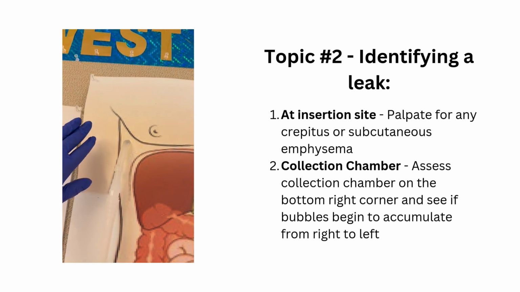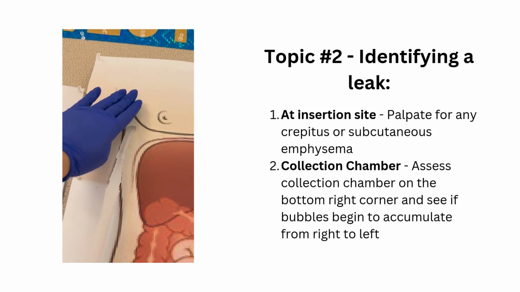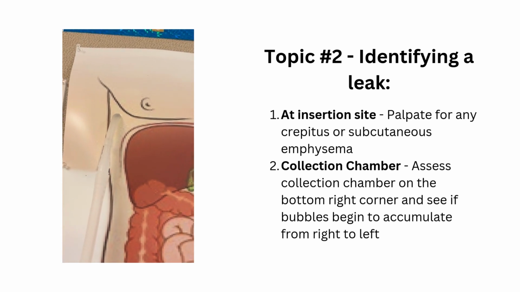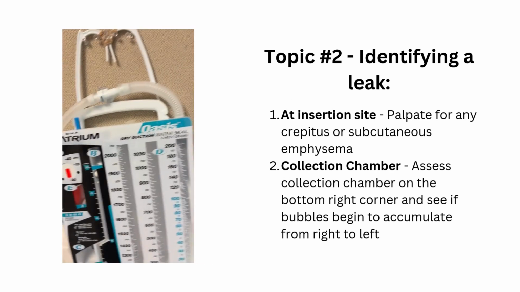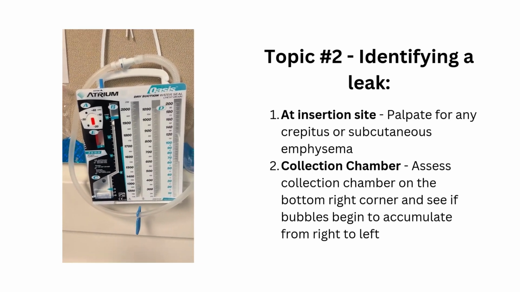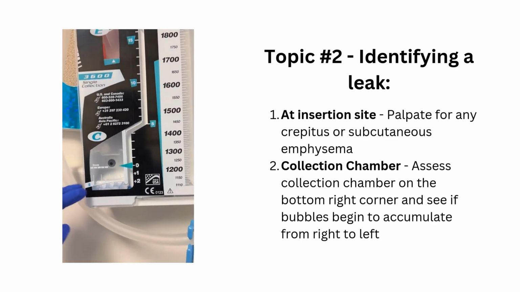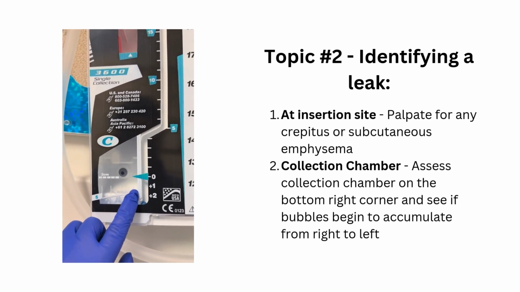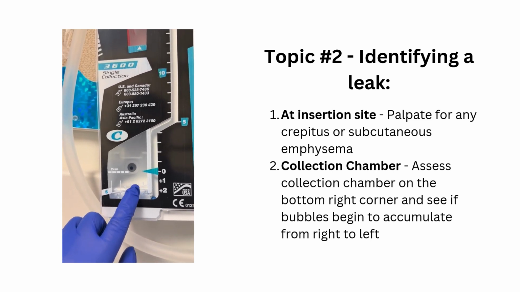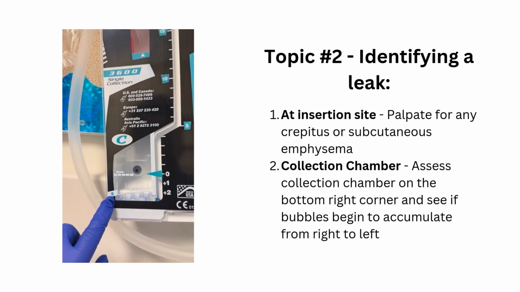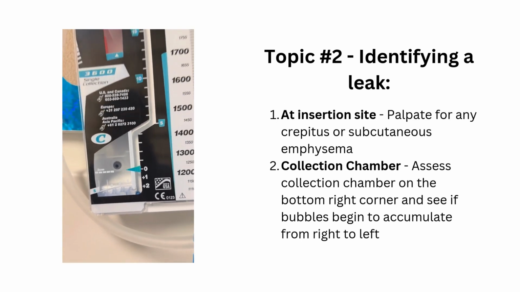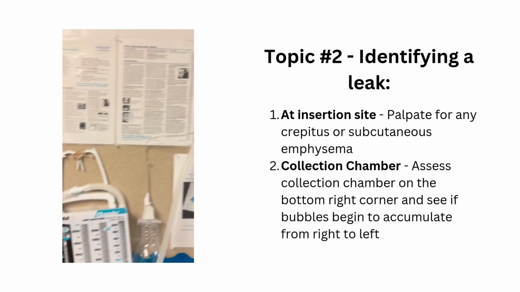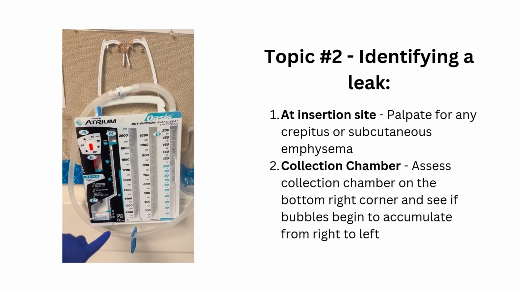When identifying a leak on the patient's chest or the insertion site, we want to palpate around the insertion site to identify any crepitus or subcutaneous emphysema. If there is any, it will be reported in the patient flow chart. Then we go on to the actual chest tube system, and on this bottom right corner, you will see this gradient 1, 2, 3, 4, 5. If there is a leak, you will begin to see bubbles accumulate and travel from 1 to 5. The higher the number, the more serious the air leak has become. So that's 2 ways to identify a leak in our chest tube system. One is on the patient's chest, the insertion site, and the other one is here on the actual chest tube system.